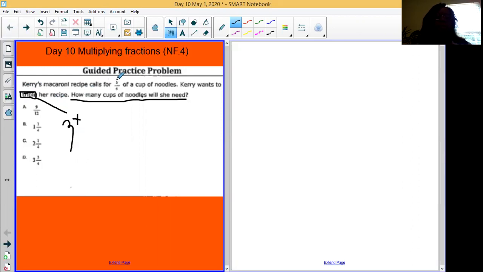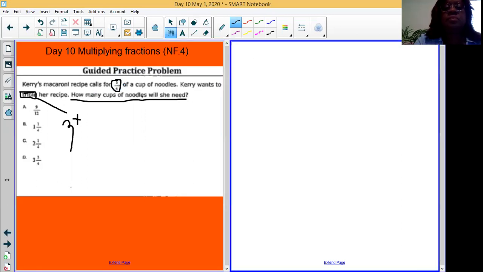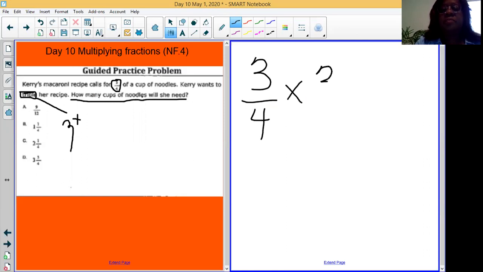Also, the recipe calls for 3/4 cups of noodles. Okay. So again, my job is how many cups of noodles will she need? I know that the recipe calls for 3/4 cups, and I know she wants to triple that recipe. So I'm going to write 3/4, and if I'm tripling it, I'm going to multiply it by 3.